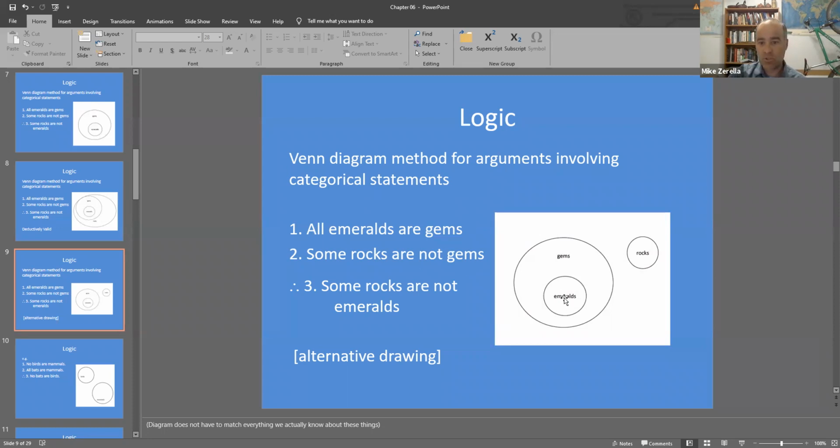So all emeralds are gems. Yep, the emerald circle is completely within the gem circle. Some rocks are not gems. Well, yeah, the rocks circle is completely outside the gem circle. So that matches the second premise. Some rocks are not emeralds. Well, yeah, the rocks circle is completely outside the emerald circle. So this one shows a different way of drawing this Venn diagram where both premises turn out to be true, and then also the conclusion turns out to be true as well. So again, deductively valid. All right, now let's look at the next example.